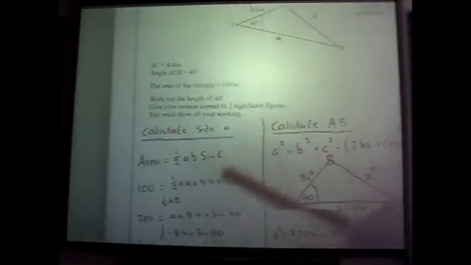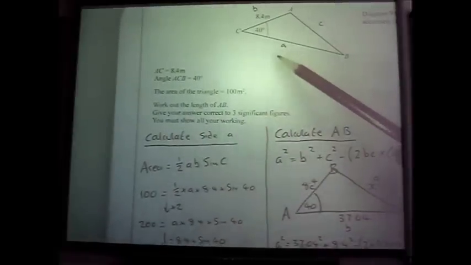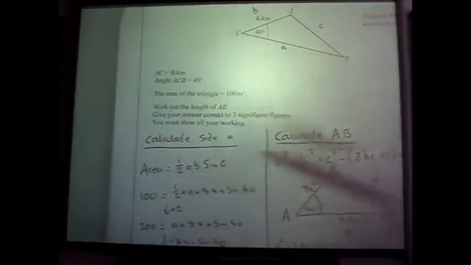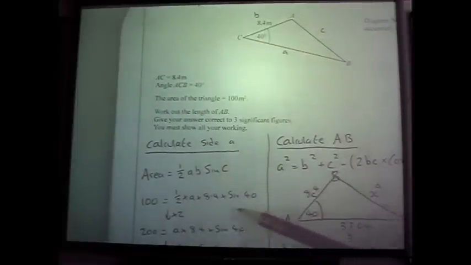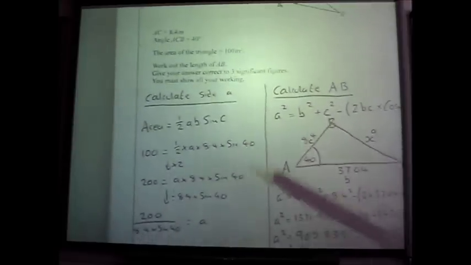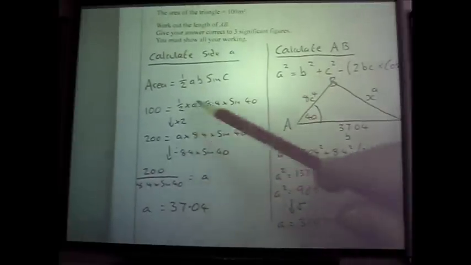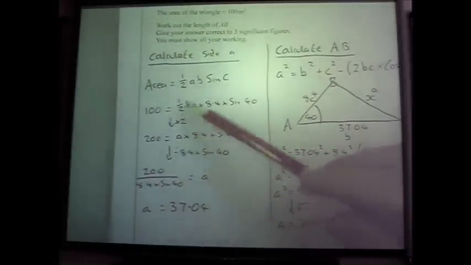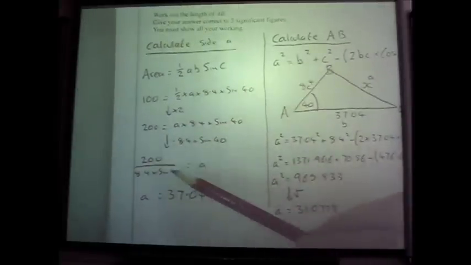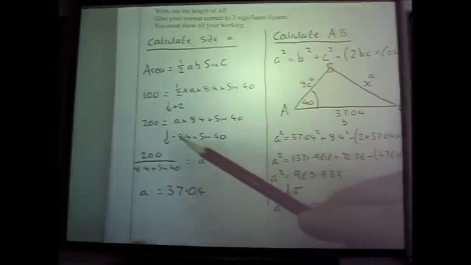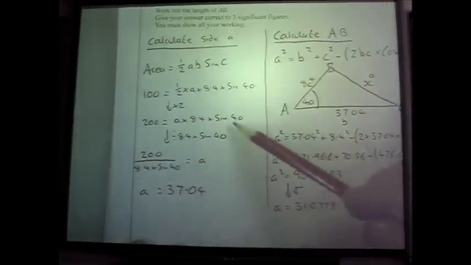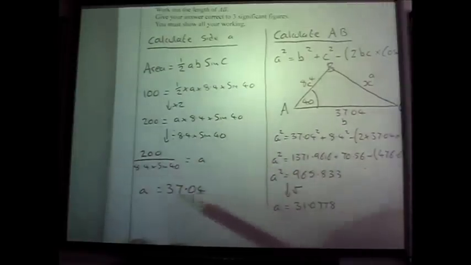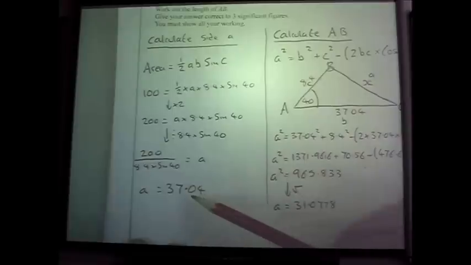So I've substituted the values in. So a half A, we don't know what A is. B is the side opposite B, so it's 8.4, and sine C is sine 40. So I've multiplied both sides by 2 to get rid of that half, so that becomes 200. I've then divided by 8.4 times sine 40 to get A on its own, which gives you 200 over 8.4 times sine 40 equals A. So that means side A is 37.04.